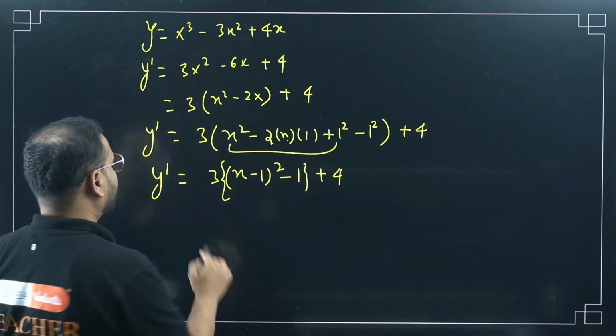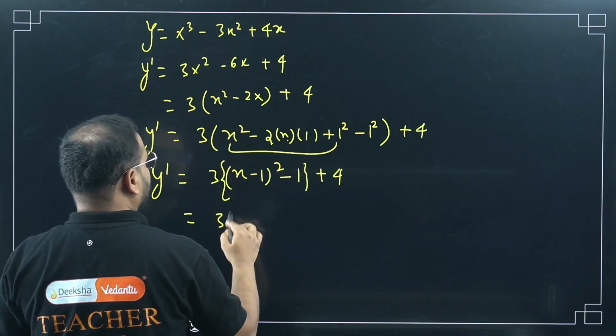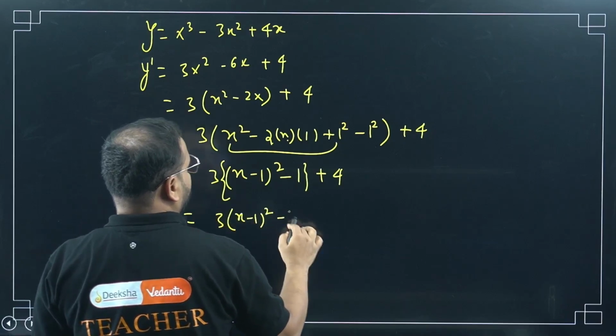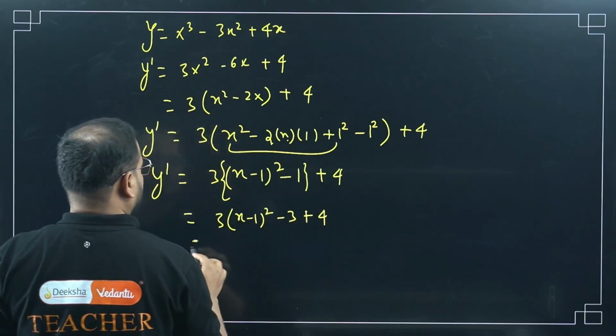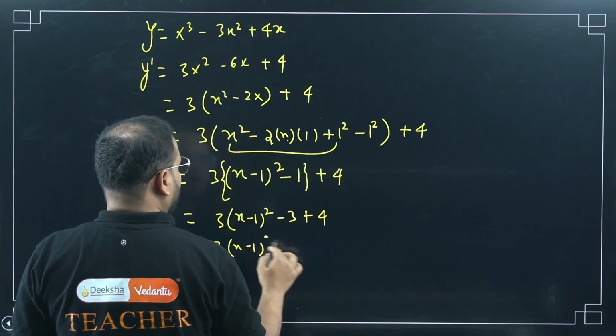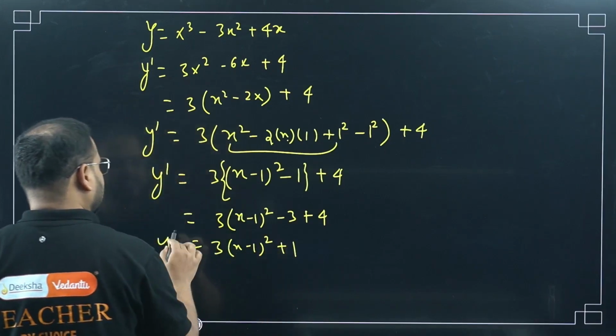Multiply 3 with minus 1. What are you going to get? Please check. So it will become 3 times x minus 1 the whole square minus 3 plus 1 plus 4. How much is that? 3 times x minus 1 the whole square plus 1. This is my y dash, this is my y derivative.